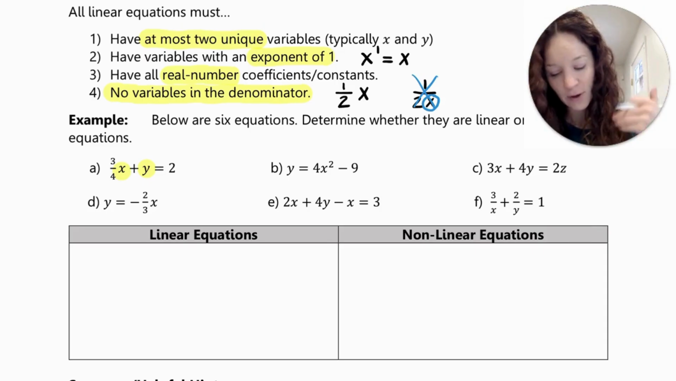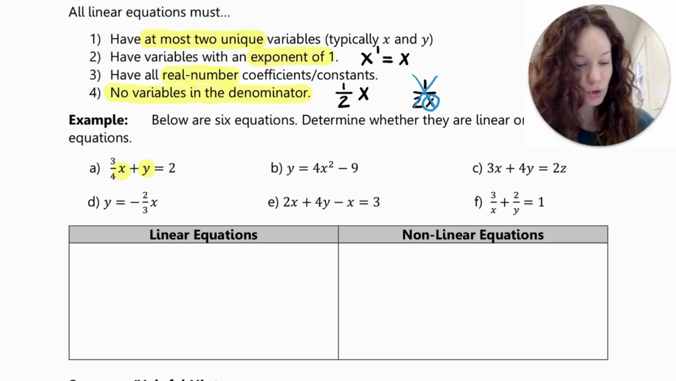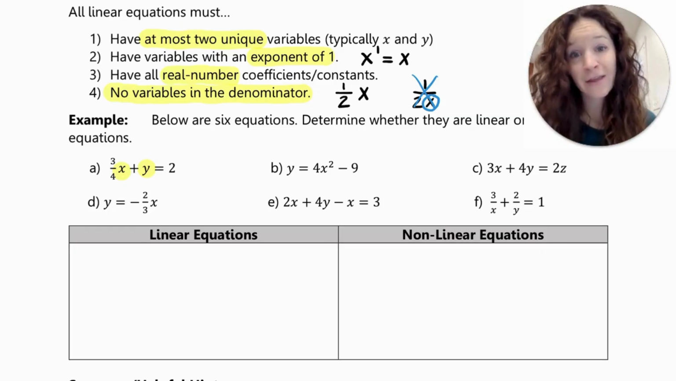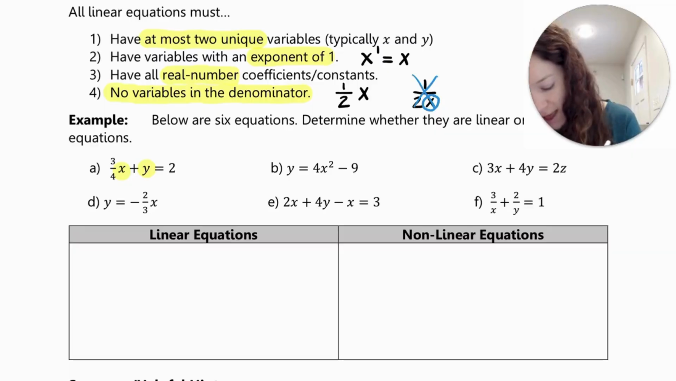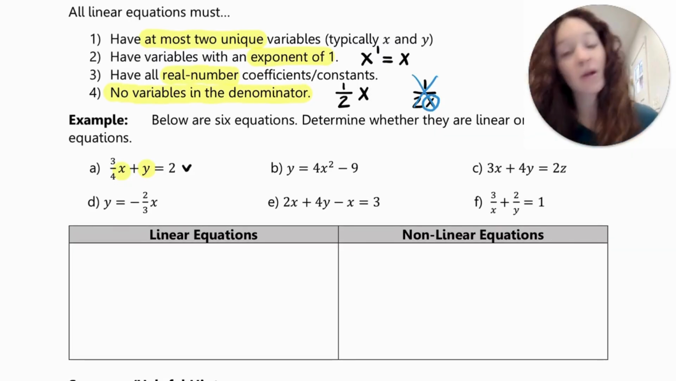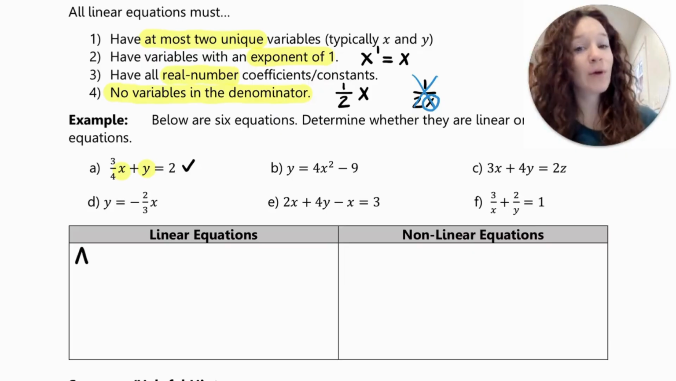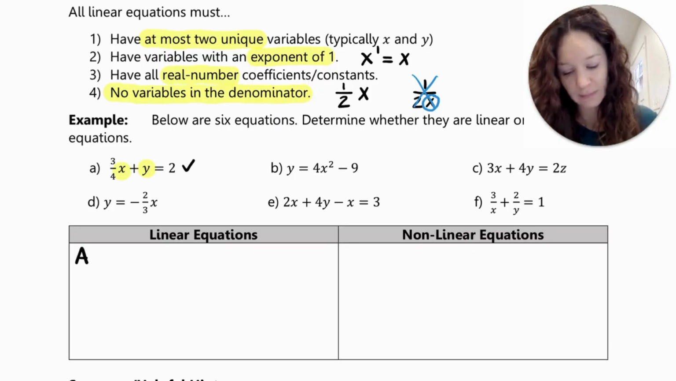And then I say, okay, 3/4, real number, 2, real number. And technically the coefficient in front of y is a 1, which is a real number. So A would be a linear equation. So there, if you had to graph it, you would have a nice straight line.